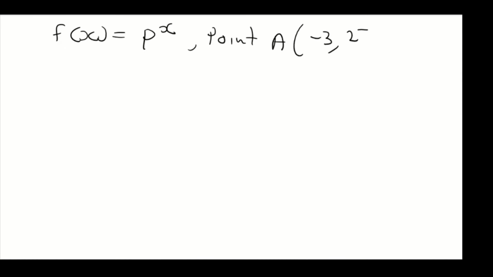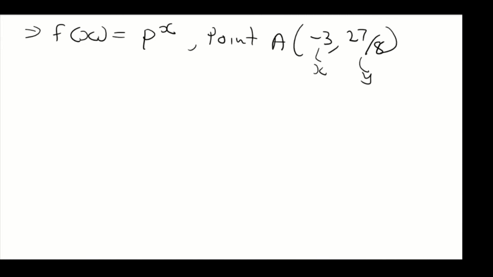So remember that we're given f of x equals p to the power of x, and to find the value of p you must use the point A, which is (-3; 27/8). So we're going to substitute, knowing very well that this is the x value and this is the y value. We're going to substitute in this equation here.